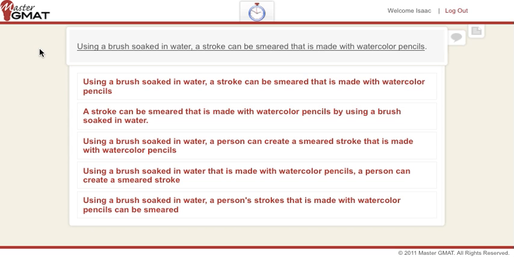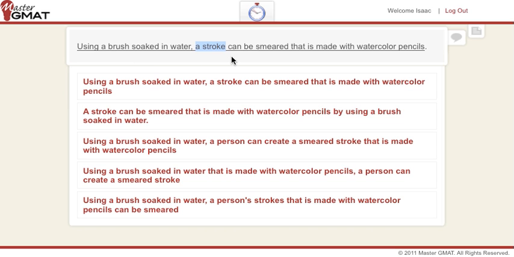So let's just read this quickly. Using a brush soaked in water, a stroke can be smeared that is made with watercolor pencils. So first stop sign, using. Using a brush soaked in water. What or whom or who is using a brush soaked in water? Well, it would seem that a stroke is using a brush soaked in water. That makes no sense. A stroke cannot be using a brush soaked in water. It's actually kind of illogical. So there we have a dangling modifier error right away.